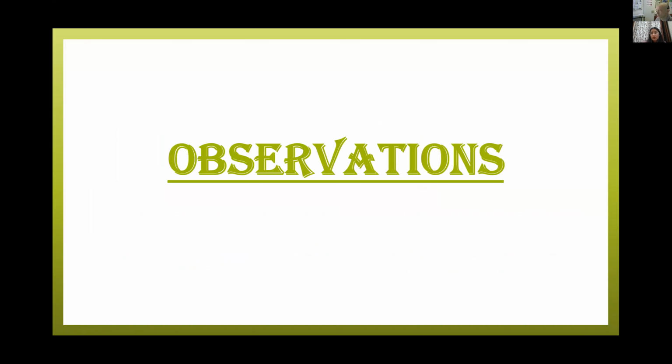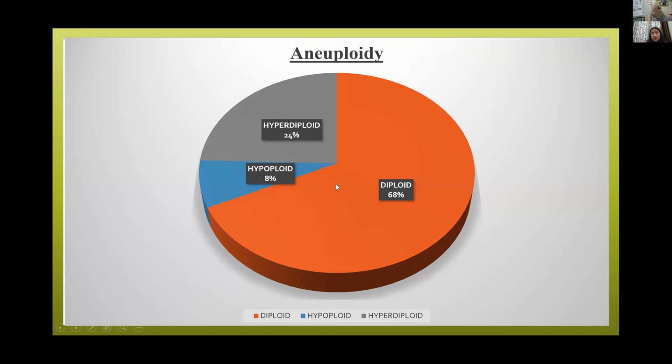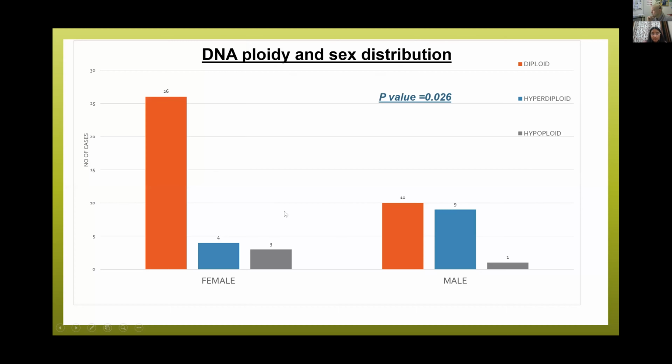Now, my observations. I took 53 acute leukemia cases. Out of those, 51% were acute lymphoblastic leukemia, 45% were acute myeloblastic leukemia, and 4% were MPAL cases. Aneuploidy in my study was 32%, and 68% were diploid cases. Out of these 32% aneuploid, we can see here that 24% were hyperdiploid and 8% were hypoploid.